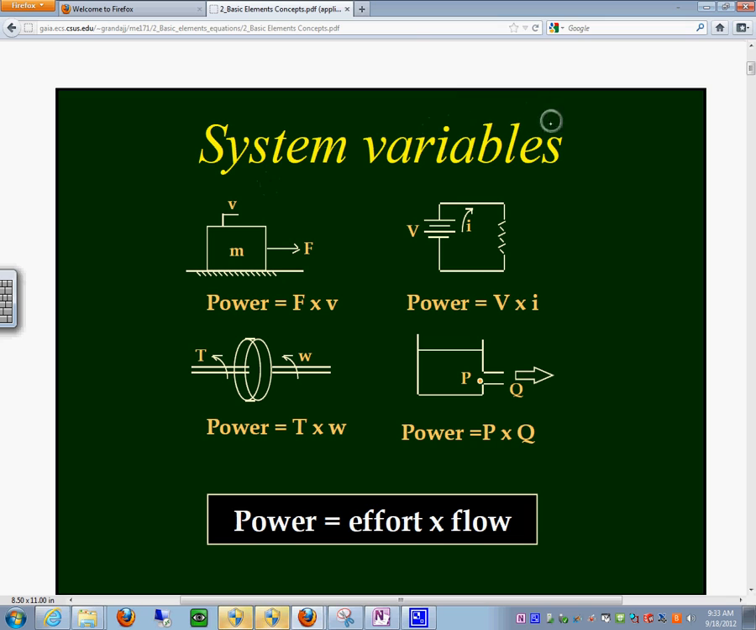Now these are what we call power variables, because they are the variables that compose power in different energy domains: force and velocity for a mechanical system, voltage and current for an electrical system, torque and angular velocity for a rotational system, and pressure and volume flow rate for a hydraulic system.